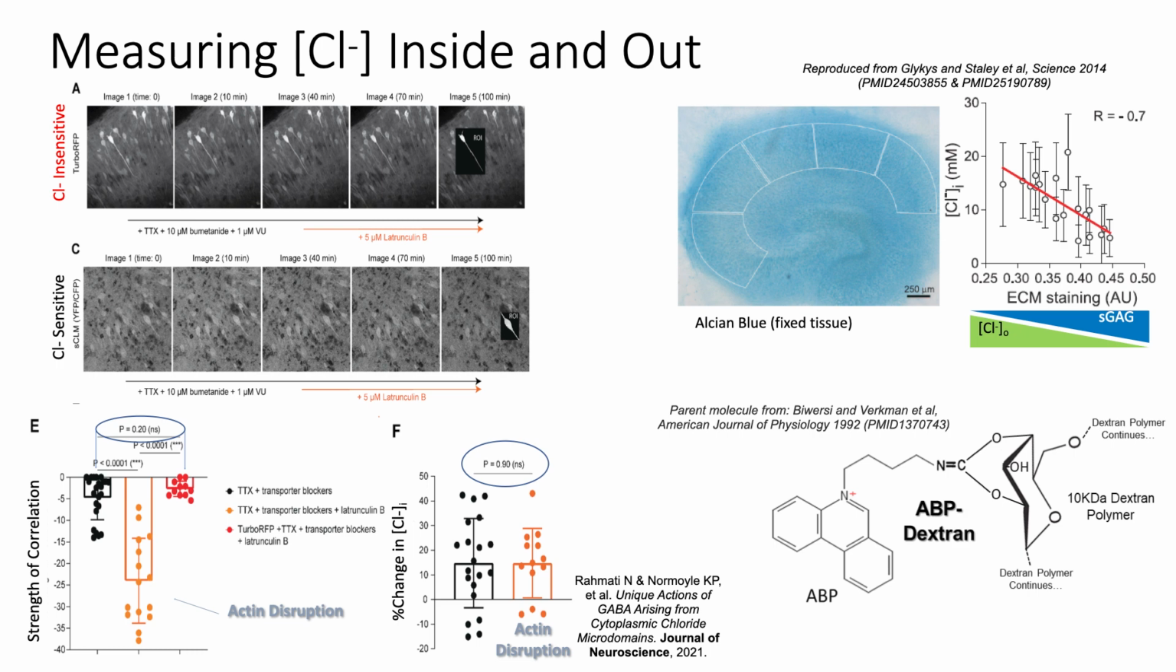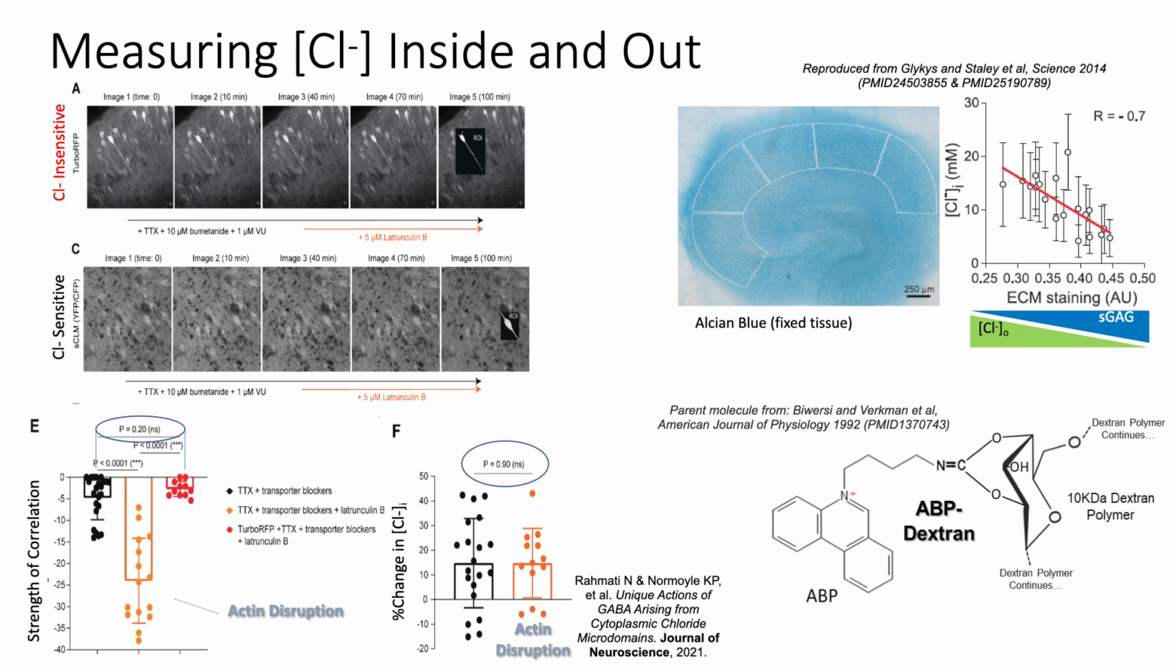Joseph Glykas and Kiyoshi Igawa, former lab members of the Staley group in Boston, had already shown through Alcian blue staining, which is very invasive and requires fixed tissue, that there was an anticorrelation between the amount of negative charge, shown here by Alcian blue, the amount of extracellular sulfate, basically. As that goes up, the intracellular chloride goes down.